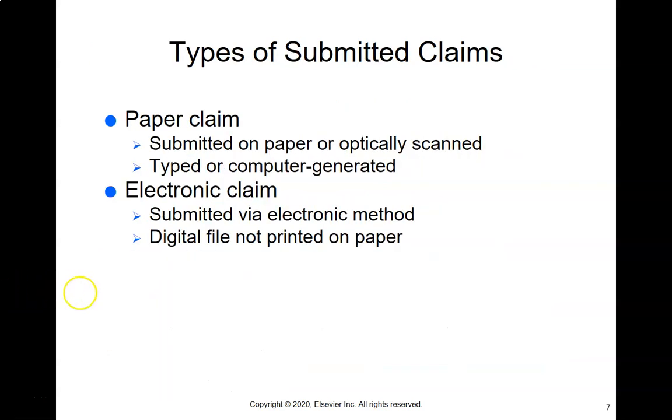Types of submitted claims. Paper claims are submitted on paper or optically scanned. They are typed or computer generated. An electronic claim is submitted via an electronic method, a digital file not printed on paper.